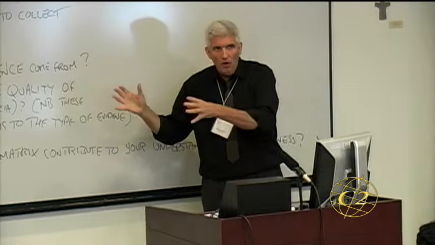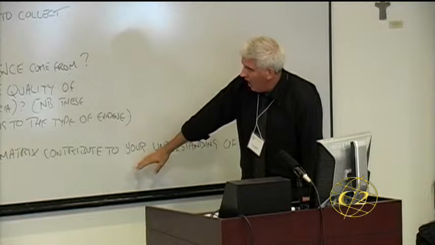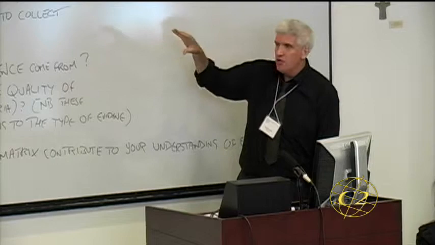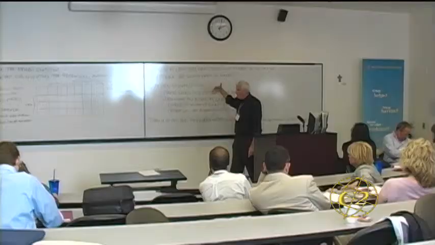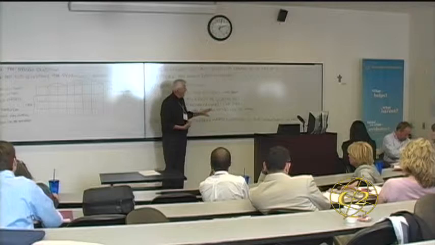And finally, the question, if you get to it, that you can't see down here: how, if at all, does the evidence matrix contribute to your understanding of effectiveness? The SR question in the end is probably an effectiveness question. All of this contributes to your answer to that question. So in your case, how do you think what you've been doing in looking at the matrix helps contribute to understanding of effectiveness?